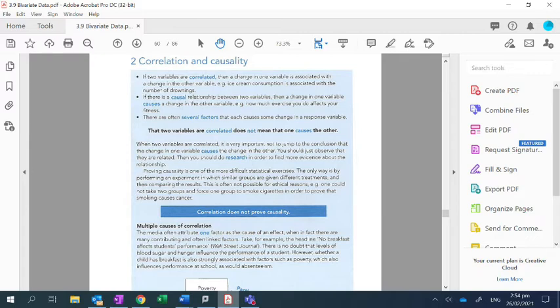Now, here's an example of a causal relationship. How much exercise you do affects your fitness. Would you expect to be more fit if you did more exercise? Yes. A visual aid up here: no exercise, no fitness. There are several factors that can cause some change in a response variable, however. Is exercise the only thing that you can do to improve your fitness? No. Someone who's fit probably also eats well, gets enough sleep, and takes care of their mental and physical well-being.